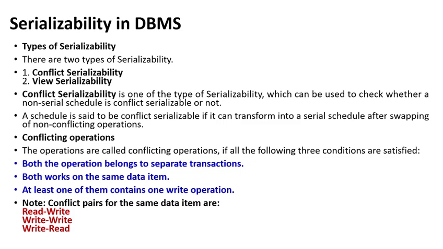The operations are called conflicting operations if the following three conditions are satisfied. Both the operations belong to separate transactions, both work on the same data item, and at least one of them contains a write operation.